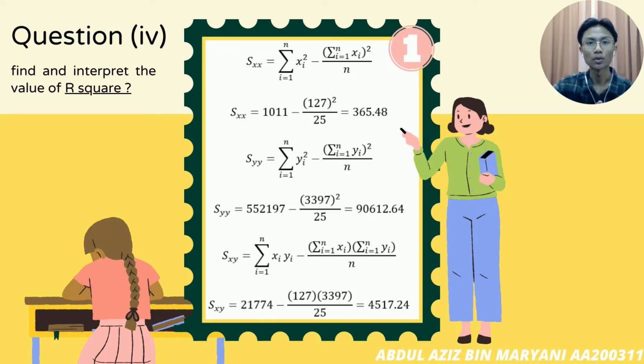Question 4. To get the R square, we must follow a few steps according to the 25 sample information: x, y, x square, xy on the table.